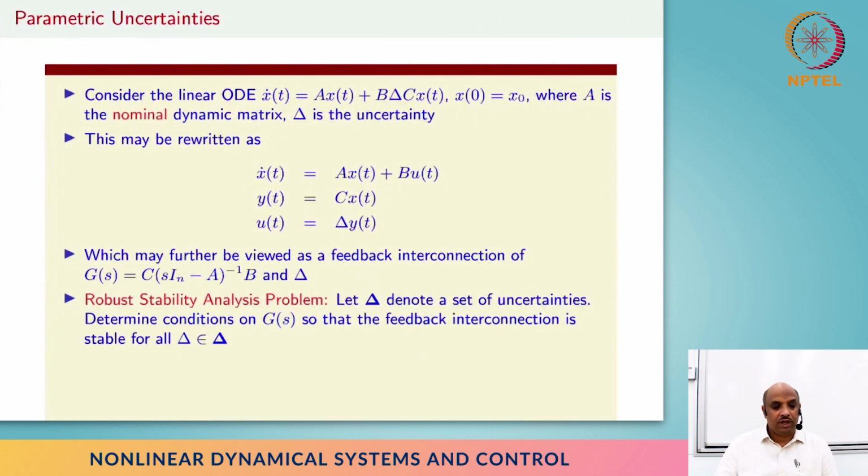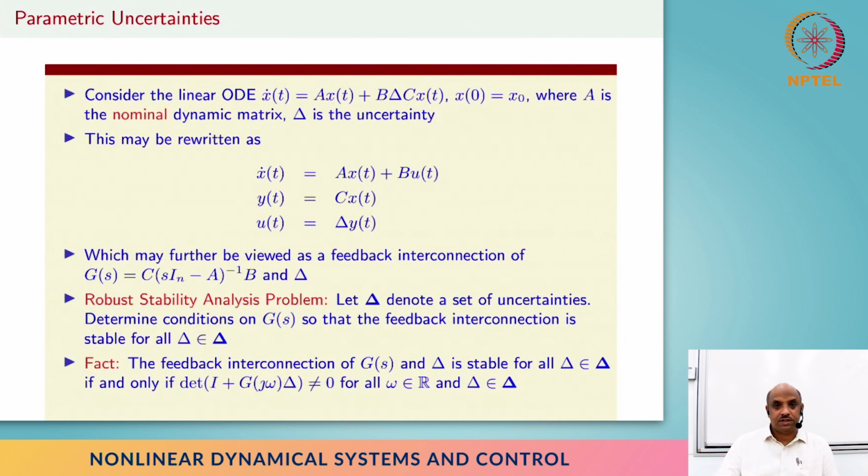So what is the robust stability analysis problem? It's simply, for a given set bold delta, some set of uncertainties, what are the conditions on G of s that will ensure the feedback interconnection is stable for all the uncertainties within this particular set, right? And the result is relatively straightforward to state, right? The feedback interconnection of G of s and delta is stable for all uncertainties in that particular set if and only if the determinant of I plus G of j omega times delta is not equal to 0 for all omega as well as all uncertainties in delta, right?